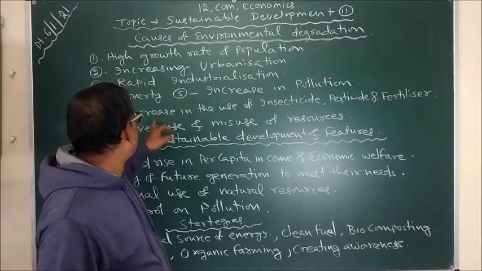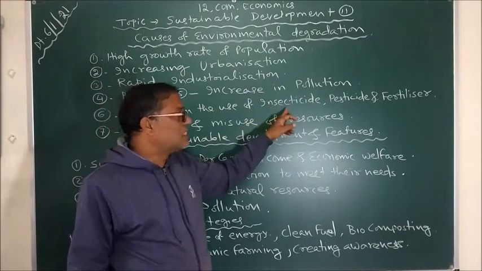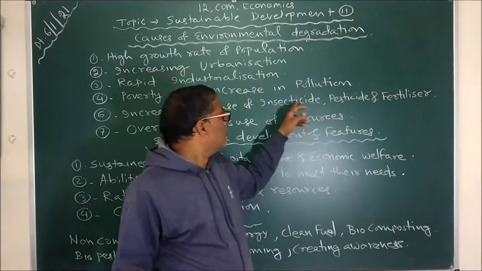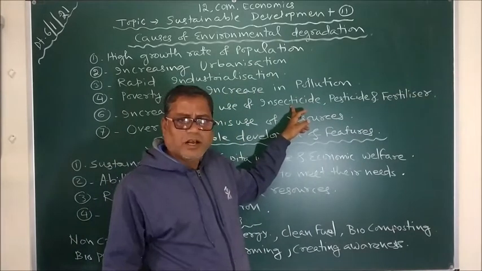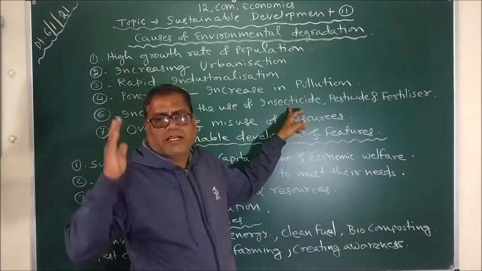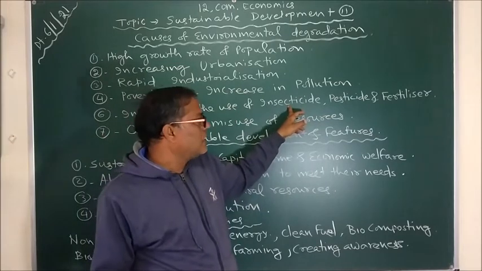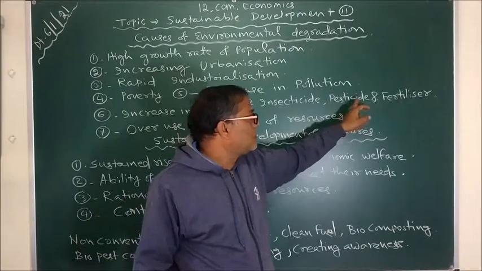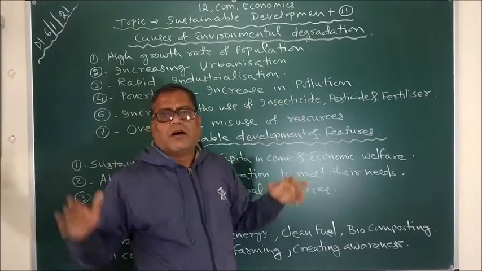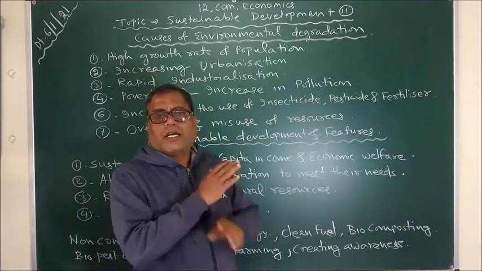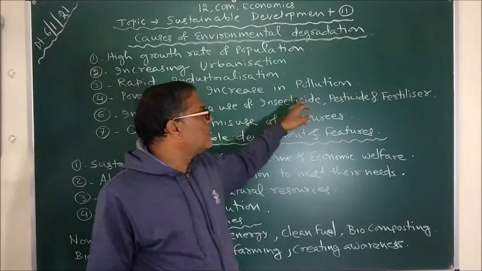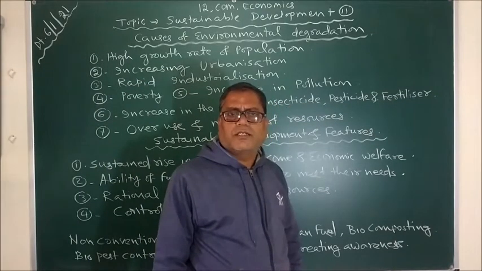Then the next point is the increase in the use of insecticides, pesticides and fertilizers. Chemicals that kill pests are called pesticides in agriculture. Chemicals that kill insects are called insecticides, and then there are chemical fertilizers. In all these three things we use a massive amount of chemicals which is never friendly to our environment. So why do we need to use more insecticide, more pesticide and more fertilizer?